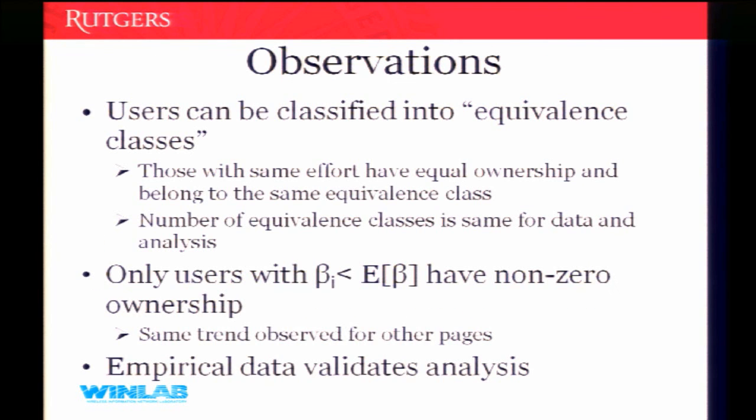And the other thing is this is what the analysis told us, beta i less than E of beta. And we also found that from the data too. The data also matched this, it satisfied this requirement to have non-zero ownership. And the empirical data validates the analysis. When I say this, I mean in terms of the trends.